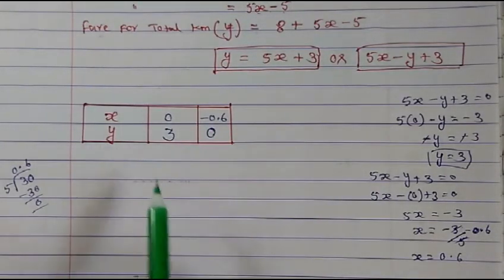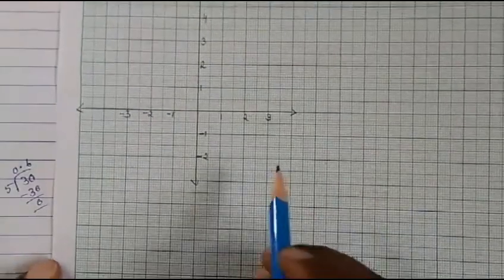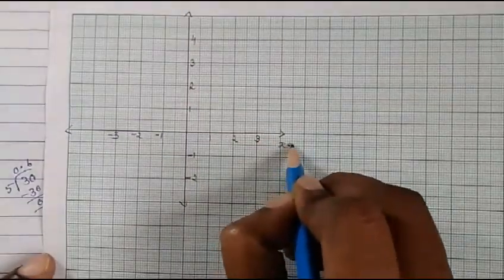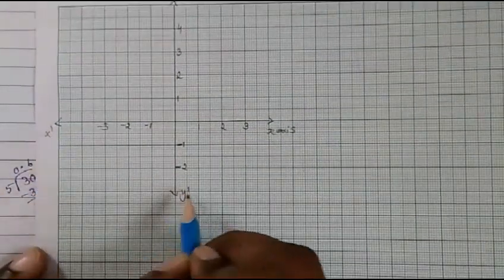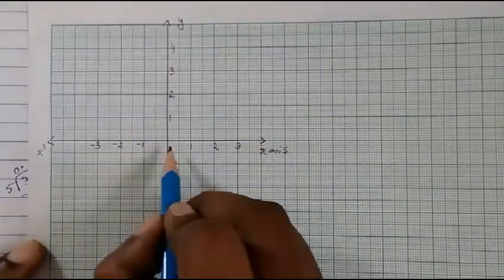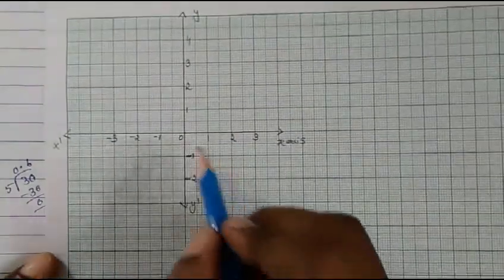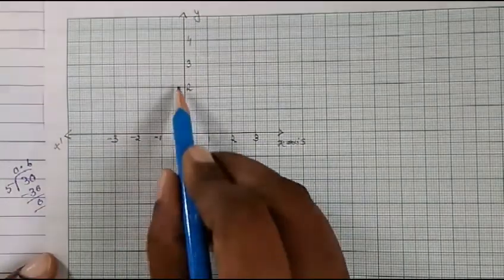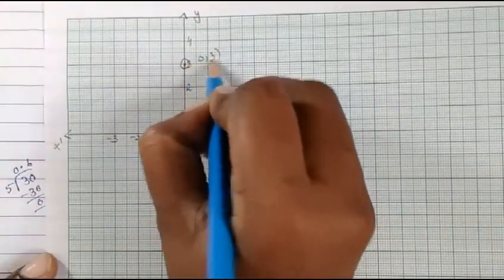Now you have to plot this on the graph. So we have a graph here. This is our x axis, this is our x dash axis, this is y dash, and this is our y axis. So this is our origin. So let's plot the graph. First we have 0, 3. So 0, 3, x is 0 and y is 3. So the point will come here. So this is 0, 3.